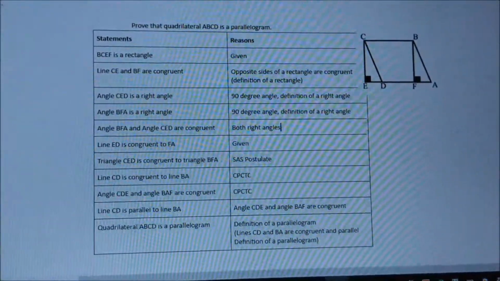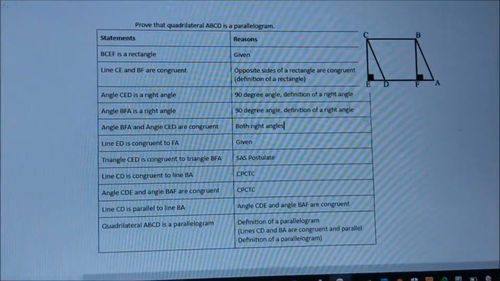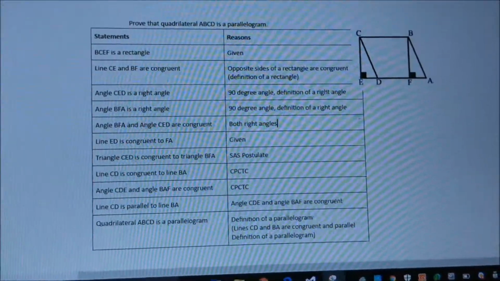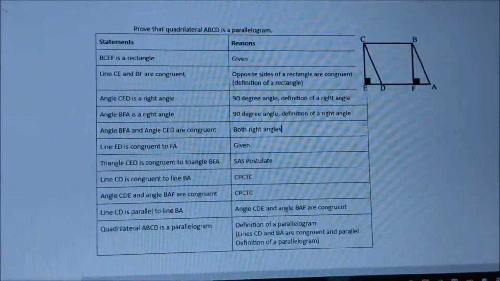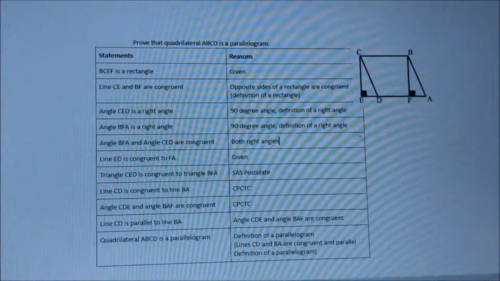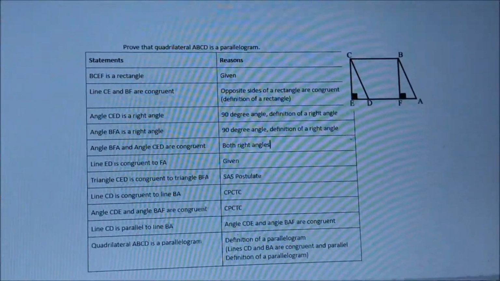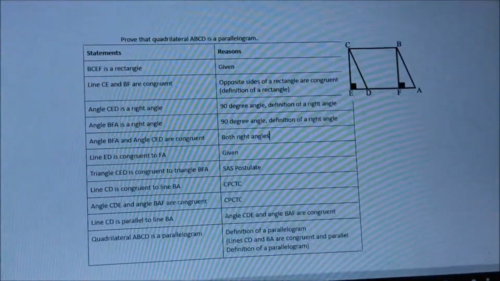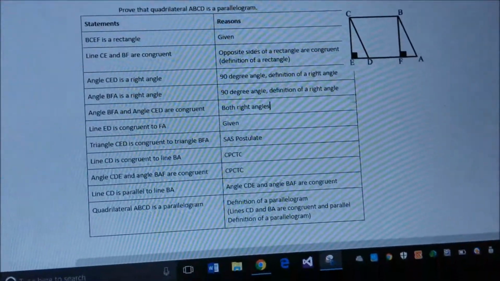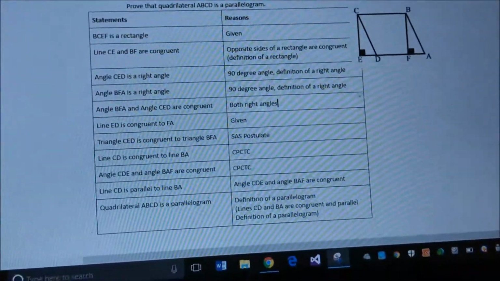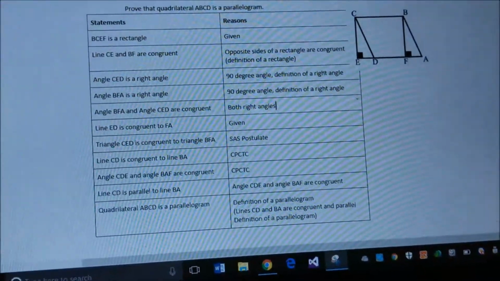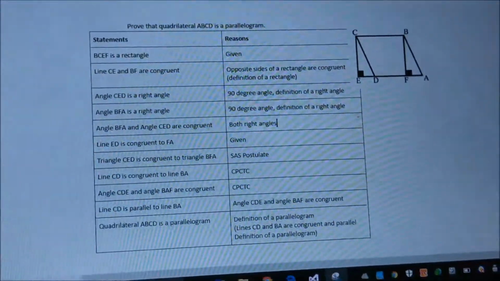And angle CDE and angle BAF are also congruent because congruent parts of congruent triangles are congruent. And then because angle CDE and angle BAF are congruent, line CD is parallel to line BA. And this makes quadrilateral ABCD a parallelogram because of the definition of a parallelogram, and lines CD and BA are congruent and parallel.